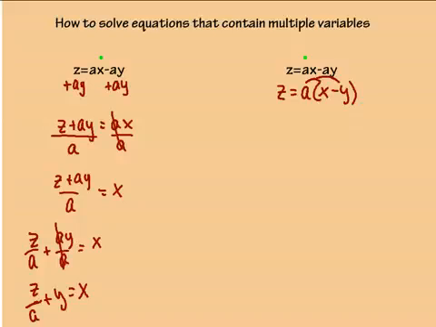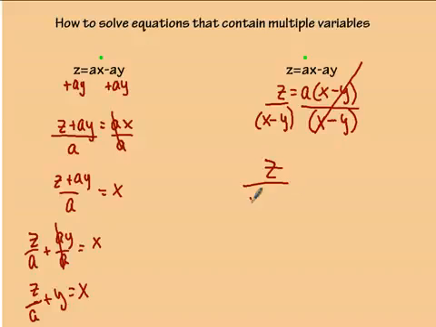So now we have a times the quantity x minus y. And this is multiplication here. To undo multiplication, this is an entire thing through parentheses. It's one term, think of it. If we want to get rid of an a times an x minus y, we're going to divide by an x minus y. If we do it over here, we're going to do it over here. Those are gone, and we're left with just z over x minus y is equal to a.